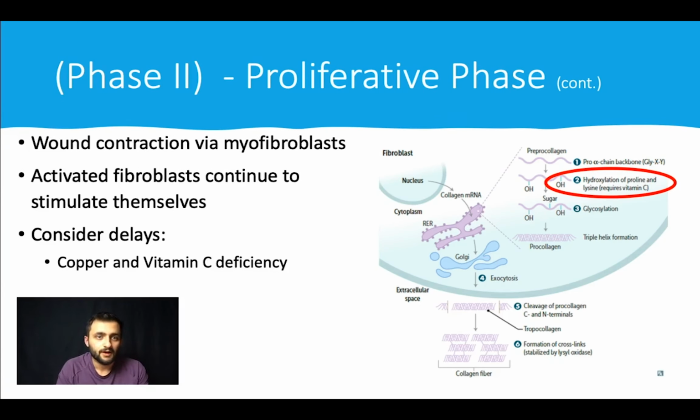So now, we're going to talk about essentially the myofibroblasts, okay? So wound contraction begins to start via the myofibroblasts, and essentially we have activated fibroblasts. They're continuing to stimulate themselves all throughout this process. And one thing we need to think about actually is things that could delay it based on this patient. So if we think about patients that could be deficient in copper and vitamin C, I mean, we think about vitamin C deficiency, we think scurvy, right?